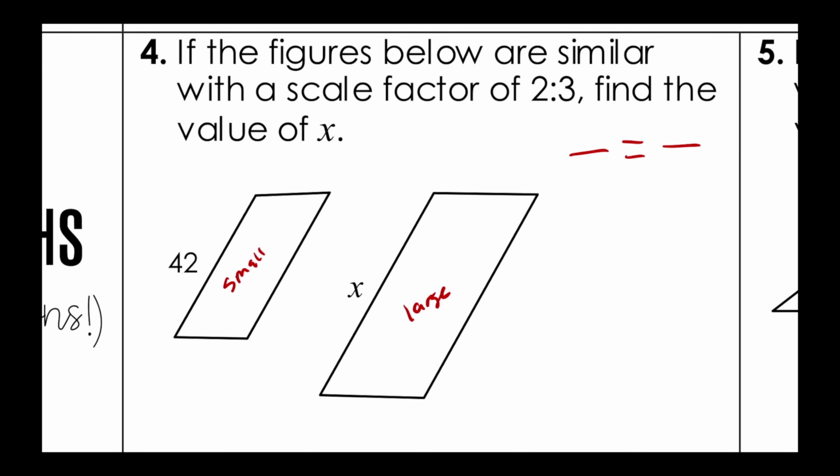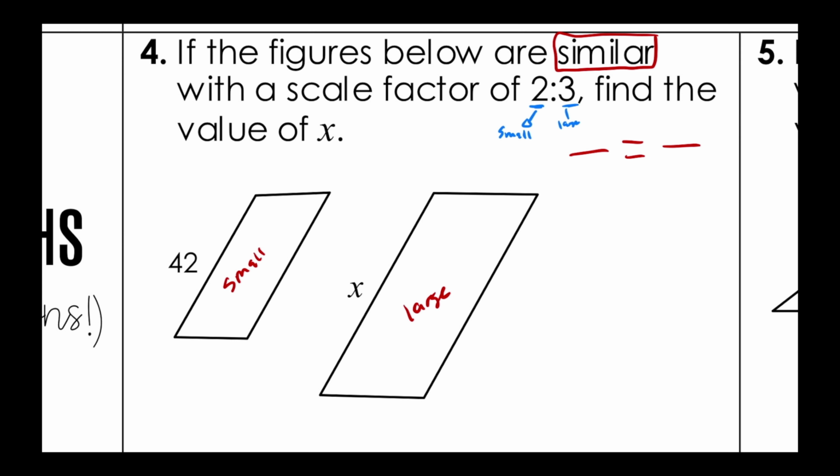If the figures below are similar, so they're telling you, yes, they are similar. That means the sides are proportional. That means I can make a proportion. That means I can do this, with a scale factor of 2 to 3. Do you notice this? 2 to 3. Isn't that a smaller number? So that's the small. Isn't 3 a larger number? So that's the large. So we're doing a scale factor of 2 to 3.